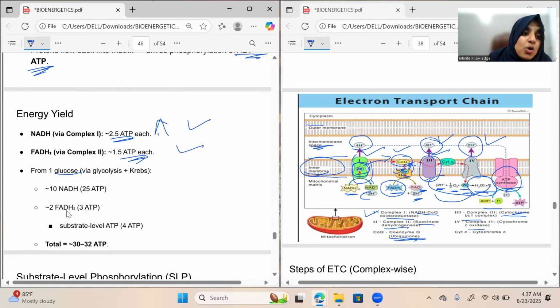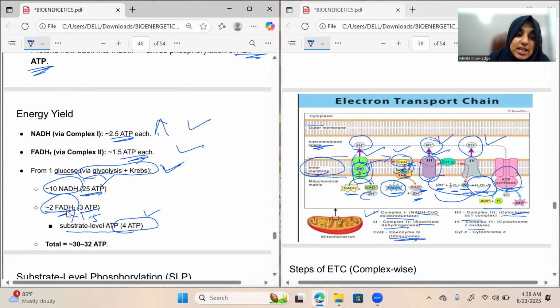From one glucose, what is produced via glycolysis and Krebs cycle? We have got 10 NADH and 2 FADH that are produced. If I combine the yield of glycolysis and Krebs cycle, then 10 NADH multiplied by 2.5 produces 25, and 2 FADH multiplied by 1.5 produces 3 ATP. At the substrate level, we produced 4 ATP, right? I'm talking about the substrate level phosphorylation where succinyl CoA was being converted into succinate. So the total number of ATP is 30 to 32 ATP.